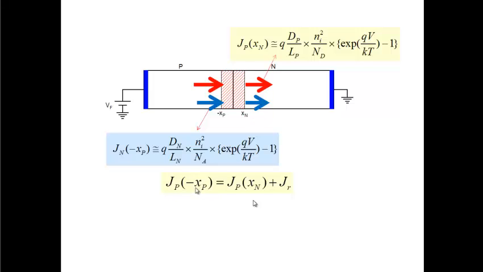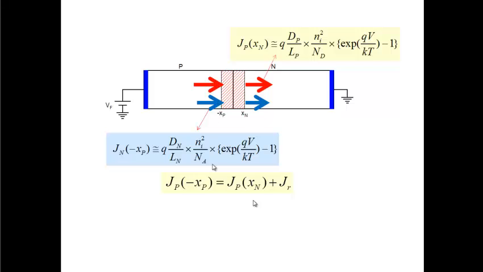Jp at minus Xp, the hole current here. Let's focus on the red component. Jp at minus Xp is equal to Jp at Xn, whatever holes come out, plus a recombination component. So some of the holes that entered recombined, and something less came out. That's why we've added this particular component. So now the total current is the sum of this current plus this current.